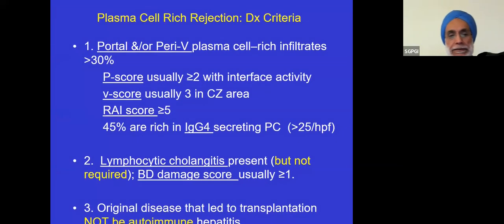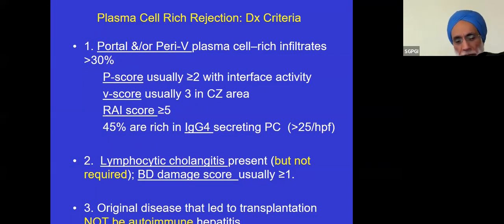Plasma cell rich rejection, usually there are various definitions. Some people want more than 30% of plasma cells. Usually the scores are high. If you do subsets of immunoglobulins, often there's an IgG4 clone. You can get lymphocytic cholangitis.